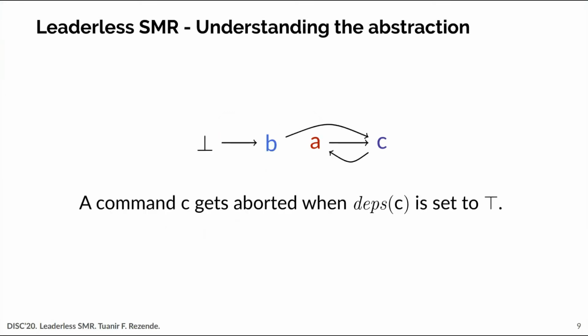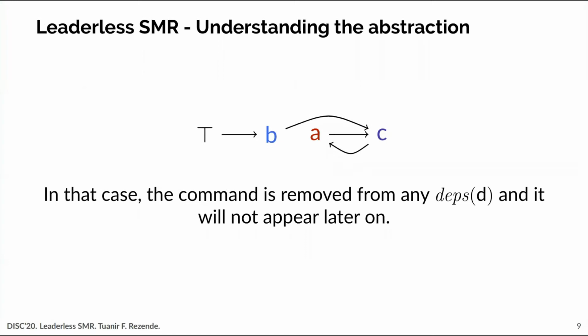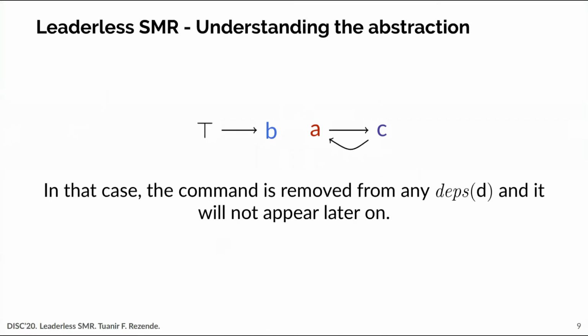A command C gets aborted when the dependencies of C is set to top. So you can see here it's set to top. And in that case, the command is removed from any dependencies of other commands, and it will not appear later on.